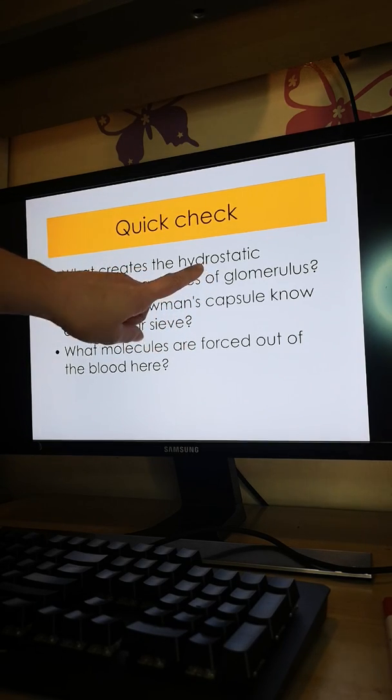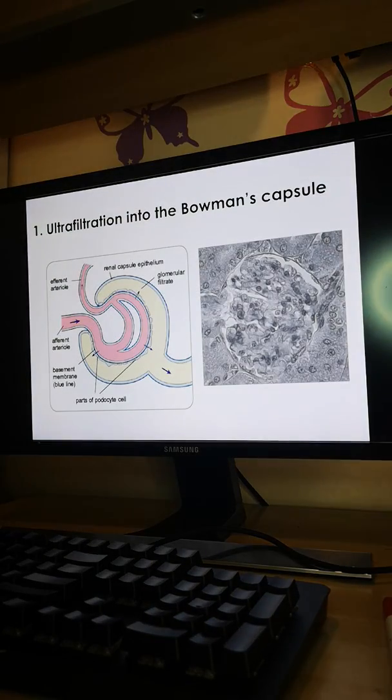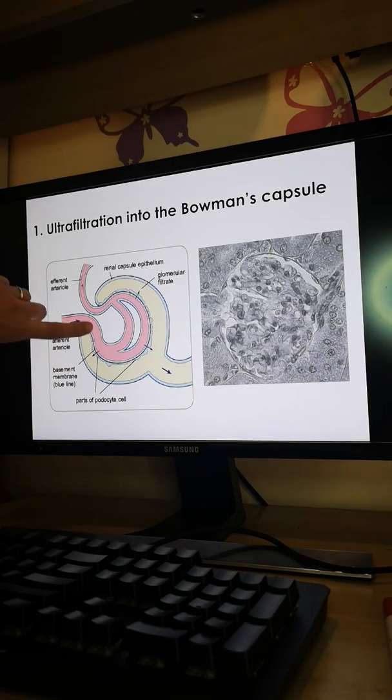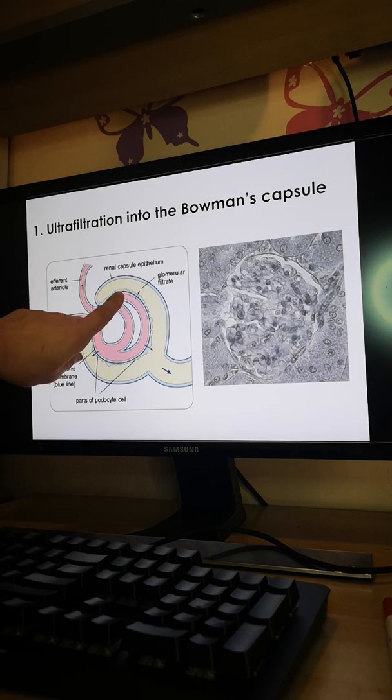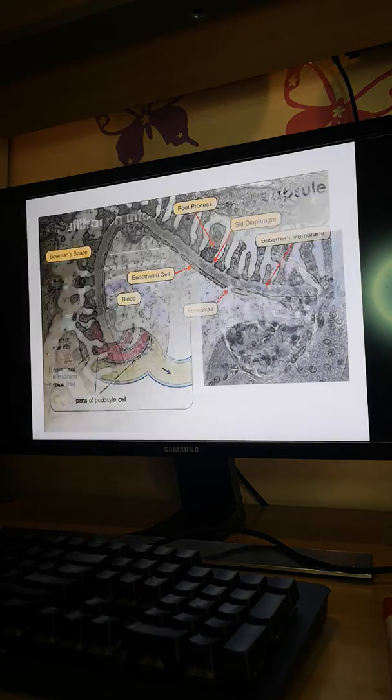Hydrostatic pressure, remember, was created because we had a wide vessel supplying, so an arteriole with a wide lumen supplying the blood to the glomerulus, and then a narrow lumen arteriole taking the blood away. So that's what created the high hydrostatic pressure.